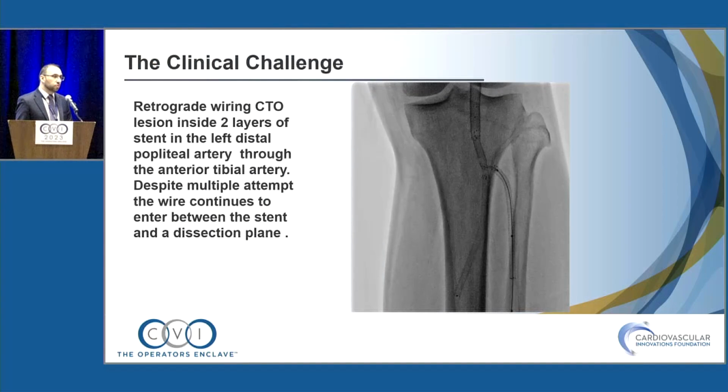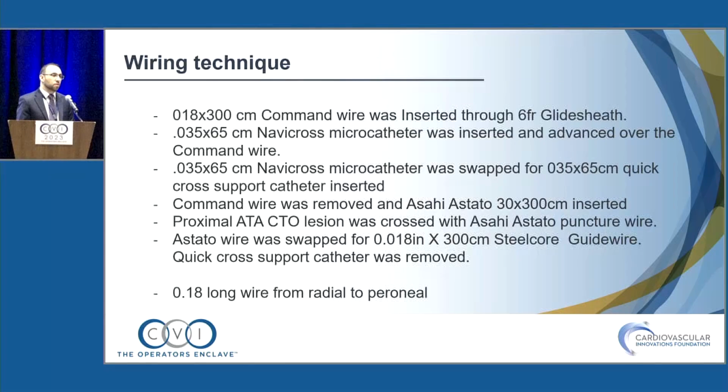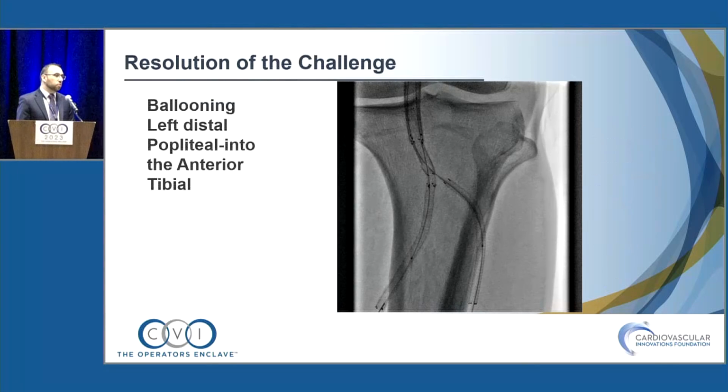And again, we're trying to go, because it's severely diseased, you can see the wire goes between the stent and the wall. So finally, we used the Astato 30 guide wire, and it poked through the lesion. It was supported by Navicross.